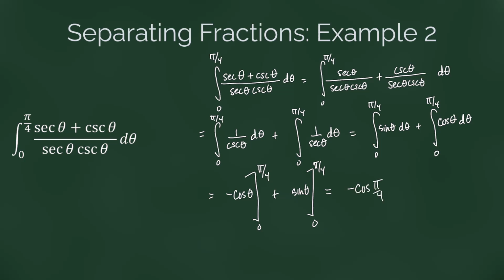Plugging in, we'll have negative cosine of pi over 4 minus a negative cosine of 0, which turns into plus cosine of 0. Plus sine of pi over 4 minus sine of 0. The cosine of pi over 4 is root 2 over 2, so we get negative root 2 over 2. The cosine of 0 is 1, so we get plus 1. The sine of pi over 4 is positive root 2 over 2, and the sine of 0 is 0. So altogether, we end up with 1.